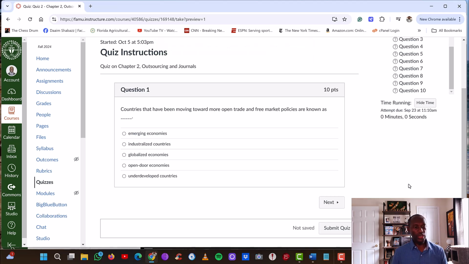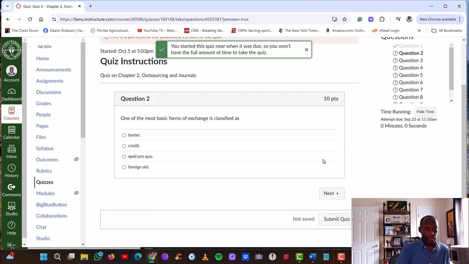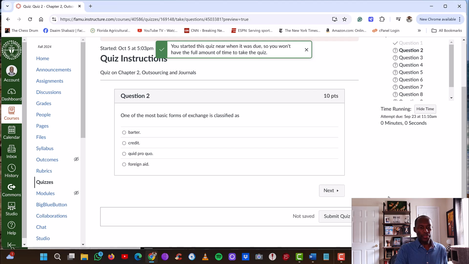So question 1: countries that have been moving toward more open trade and free market policies are known as emerging economies. Those are economies that are not developing countries and they're not industrialized, but they're in the middle, and they have higher growth rates. So those are considered emerging economies. One of the most basic forms of exchange is classified as barter.